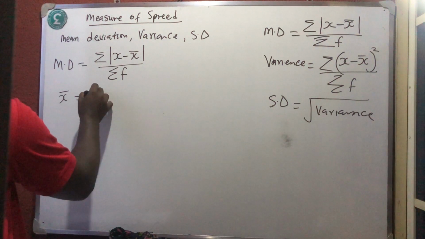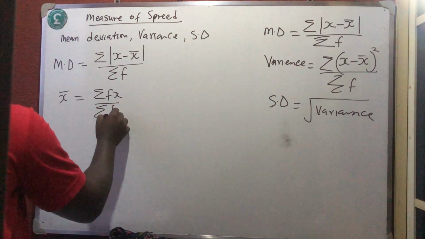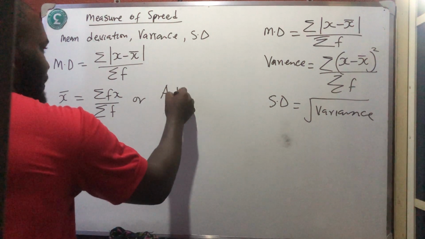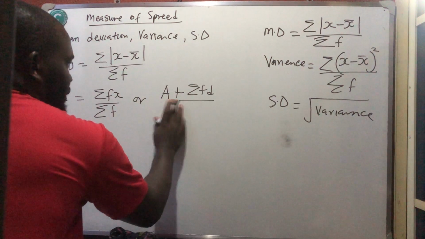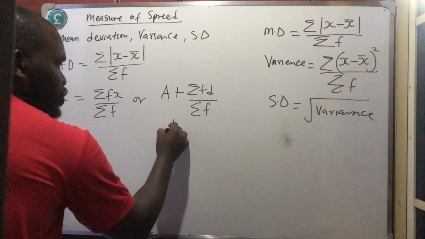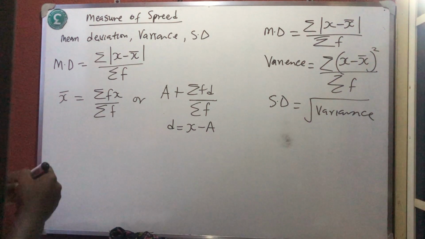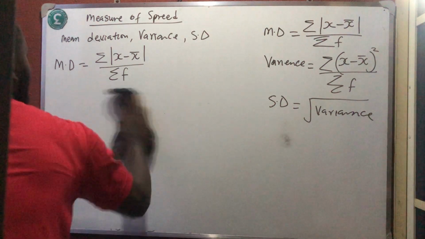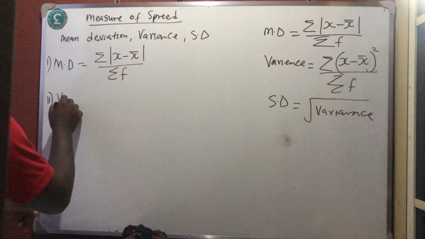To get our x bar is simply summation fx all over summation f. Or if an assumed mean is given, x bar is the assumed mean plus summation fd all over summation f. And don't forget that your d means each of them minus the assumed mean. As simple as that. So that is how to get your mean for grouped data. So that is number one. Number two is now the variance.